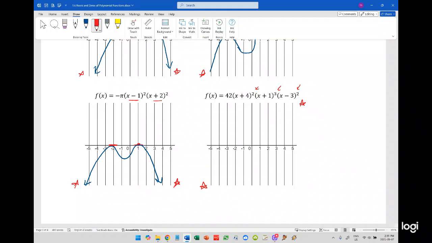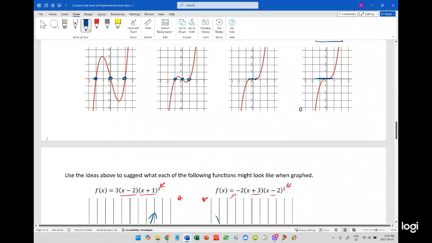We're going to have a double root or an order 2 root at -4. So it'll go flat and go back. At -1, it will go through. And at 3, it will go flat again. So flat, flat but through, flat. And it should look something like that.